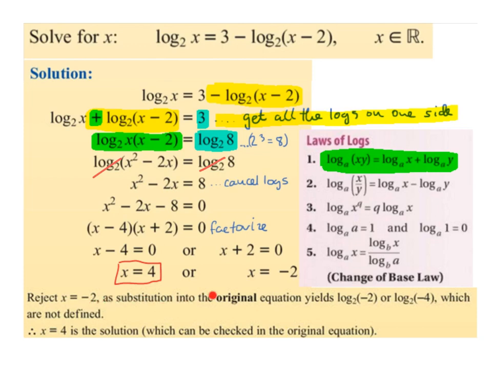as substitution into the original equation, which is up here, yields log base 2 of minus 2 or log base 2 of minus 4, which are not defined. So we cannot have a negative number as our argument. Therefore, x is equal to 4 is the solution, which can be checked in the original equation. So if we were to sub in 4 into the original equation in place of these x's, we will get our equation to balance.